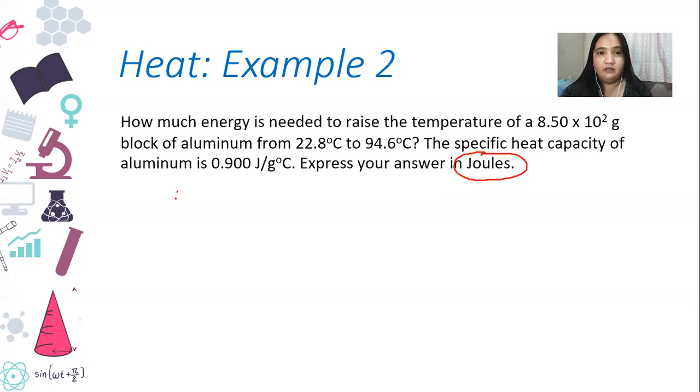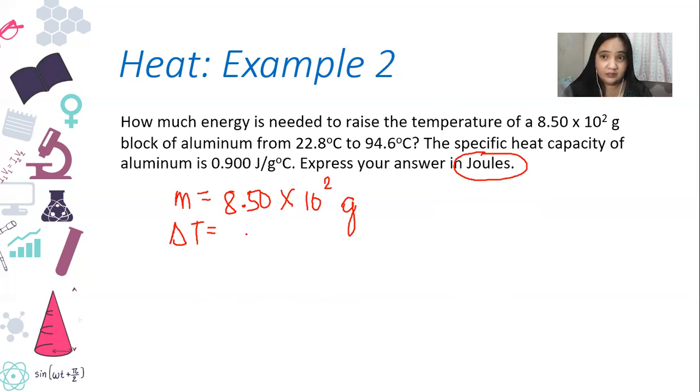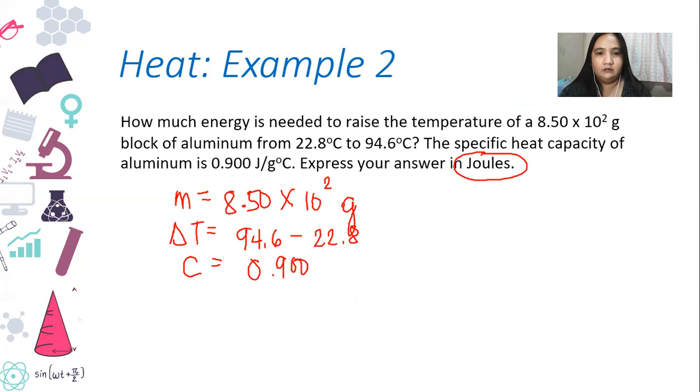So let's get the given. The mass is 8.5. Just be careful in pressing the keys on your calculator. If you're having problems, let me know. If you're not too familiar with your calculators, we can do calculator practice. So this is in grams already. And then we have a delta T. Our delta T is from 22.8, so that's initial. So the final is 94.6 minus 22.8. No need to convert anything there. And then C, the specific heat capacity of aluminum, is 0.9 joule per gram degree Celsius.